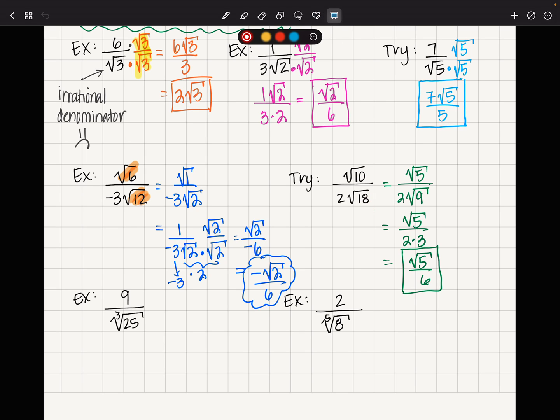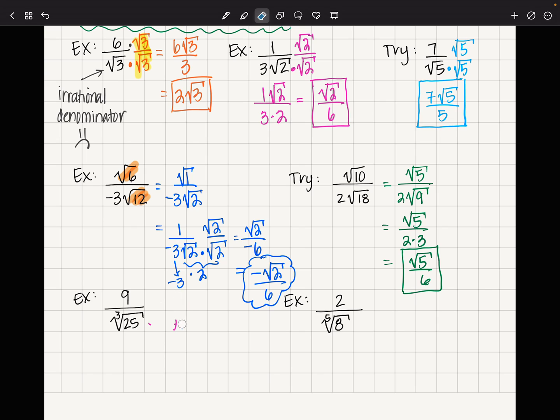Okay, let's look at 9 over the cubed root of 25. You're probably thinking, I just need to multiply by the cubed root of 25 over the cubed root of 25. But that's not going to work because I have 2 5s here and 2 5s here. That's 4 5s altogether, but I only need 3 of them. I just need 3 of them to get a perfect cube down here. So this is not going to work.